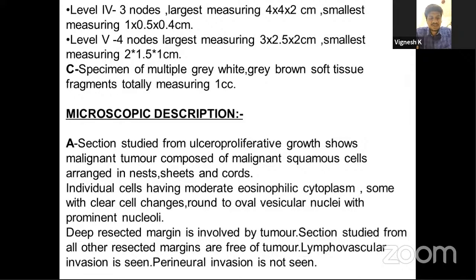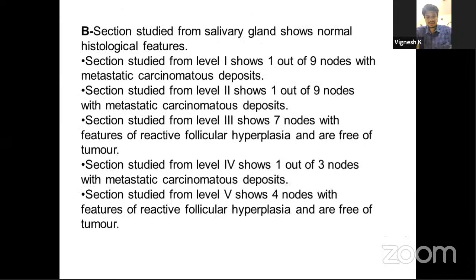Microscopic description, lesion A, studied from the ulceroproliferative growth, showed malignant tumor cells composed of malignant squamous cells arranged in nests, sheets and cords. Individual cells have moderate eosinophilic cytoplasm, some with clear cell changes, round to oval vesicular nuclei with prominent nucleoli. The deep margin is involved with the tumor. Sections studied from all other resected margins were free of tumor, and lymphovascular invasion is seen, but no perineural invasion.